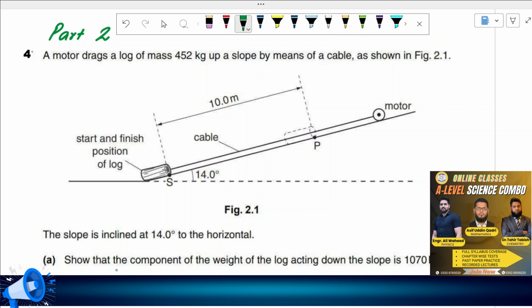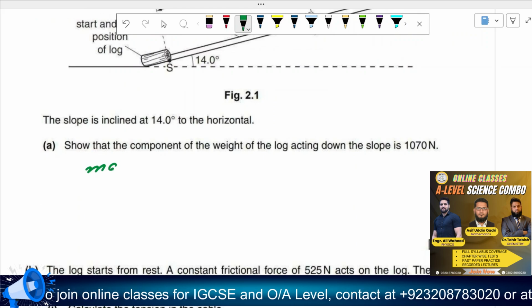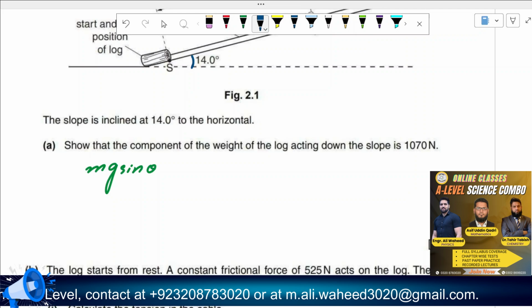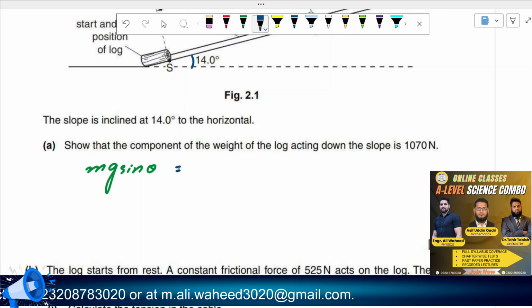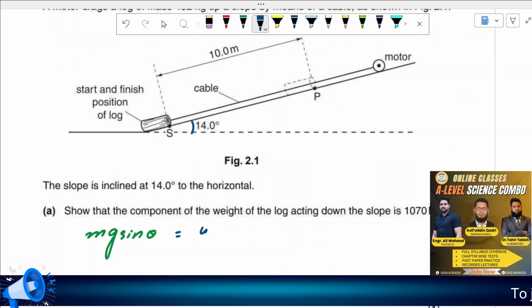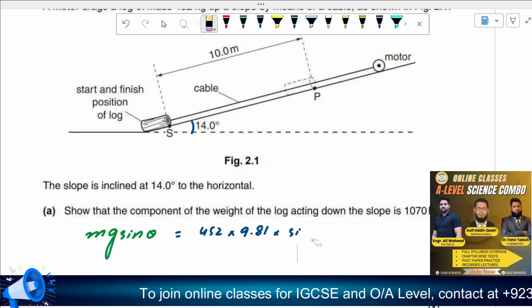So in the first part, we need to show that the component of weight of the log acting down the slope is 1070. That's probably the easiest one. The component that is along the slope, that is down the slope, is always mg sine theta, if this is the angle theta. So mass is given as 452, times the gravitational field strength, times sine of the angle.